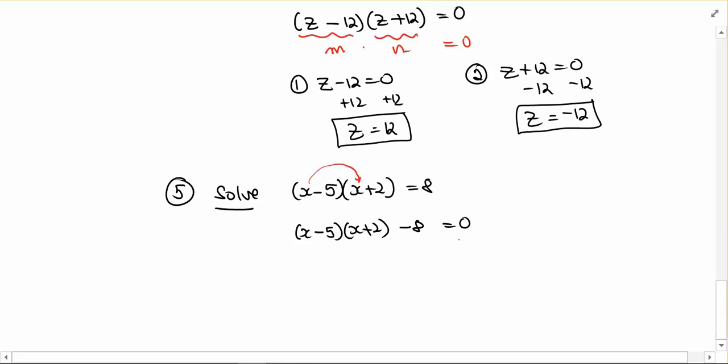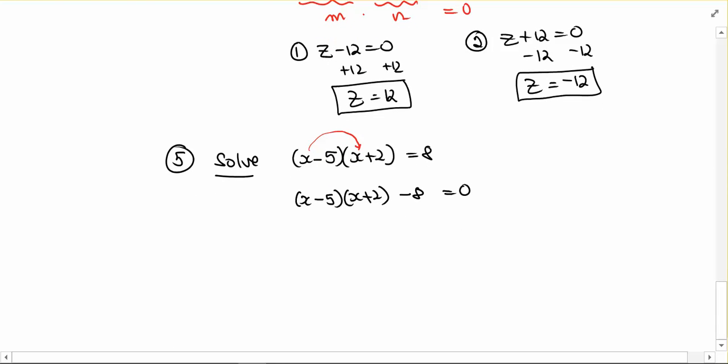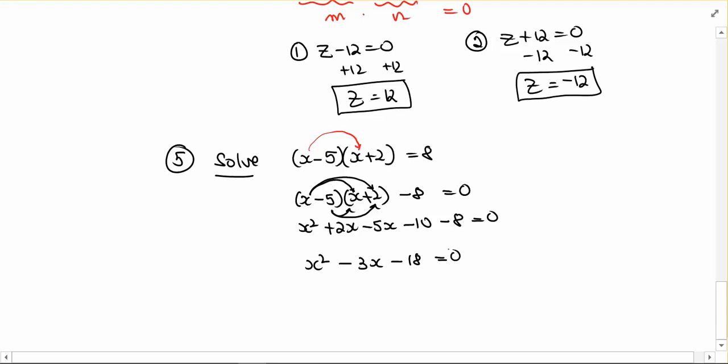Well, the problem now is that this is not a quadratic. So to get it to look like a quadratic, we have to distribute. So let's go ahead and do that. So that's x squared, plus 2x minus 5x minus 10 minus 8 equals 0. So combine our like terms, x squared minus 3x minus 18 equal to 0.